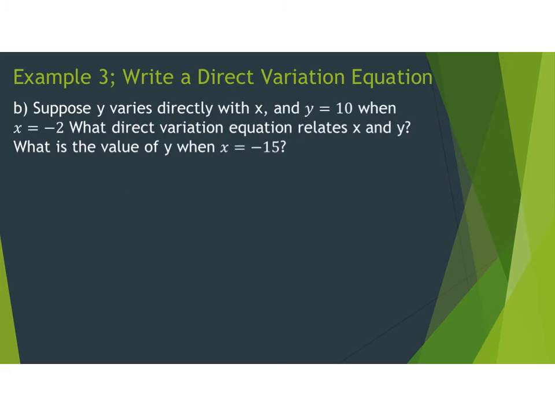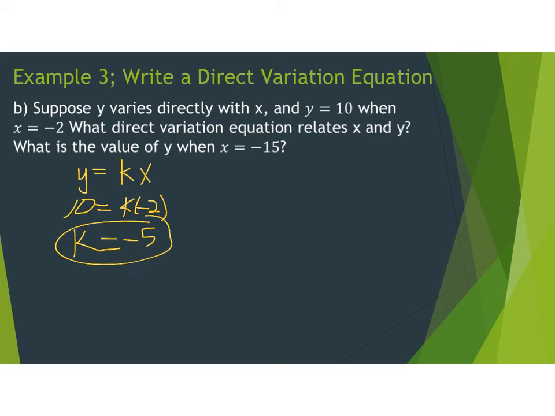This next one is the same. We know that y varies directly with x. So when y is 10, x is negative 2. So we need to find k. Divide by the negative 2, and k is negative 5. So then I put it into my formula. Y equals negative 5 times x.